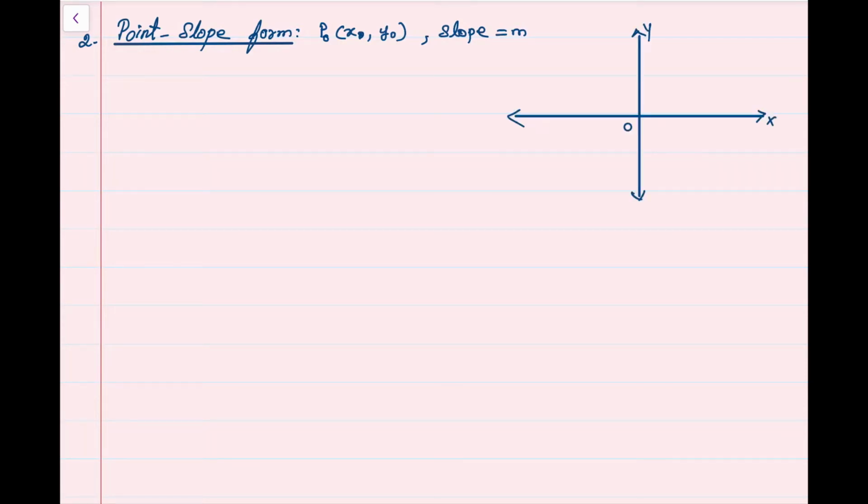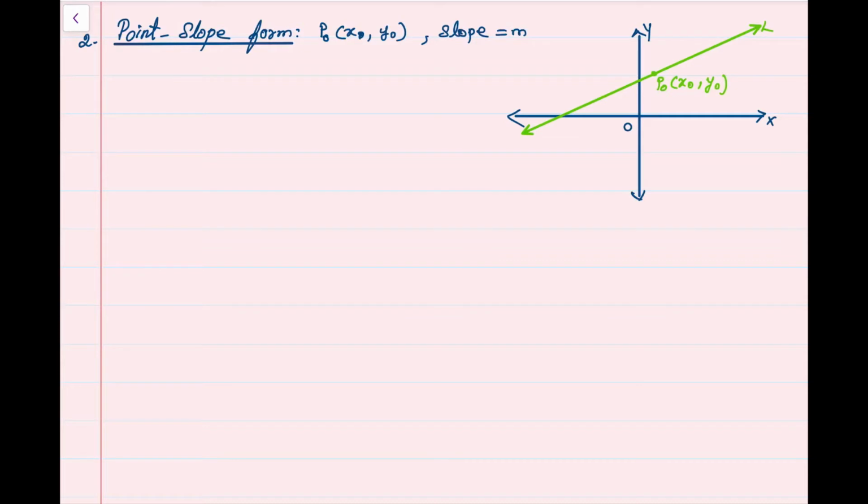Now, the second case, point slope form. If one point on the line P0 with coordinates x0, y0 is given and the slope of the line is also given, then let us see how to find the equation of this straight line. Let us consider this straight line L, and P0 is a point on this line which is given, and the slope of this line is m.